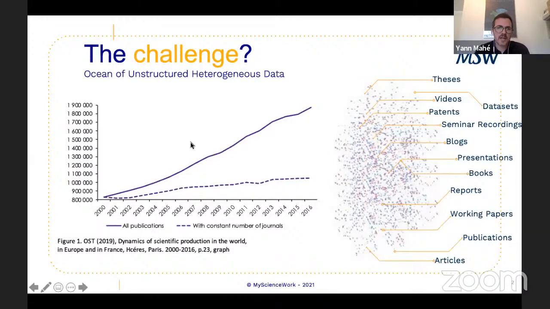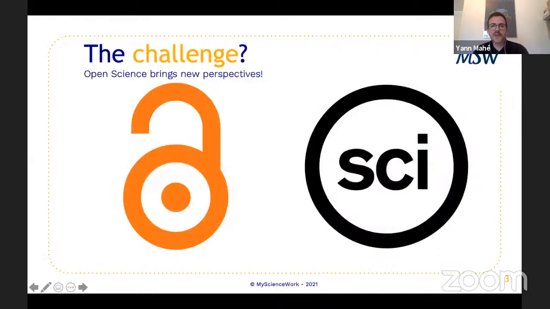Second challenge is related to open science. I mean, open science brings new perspectives, and that's really a great thing, a great perspective.